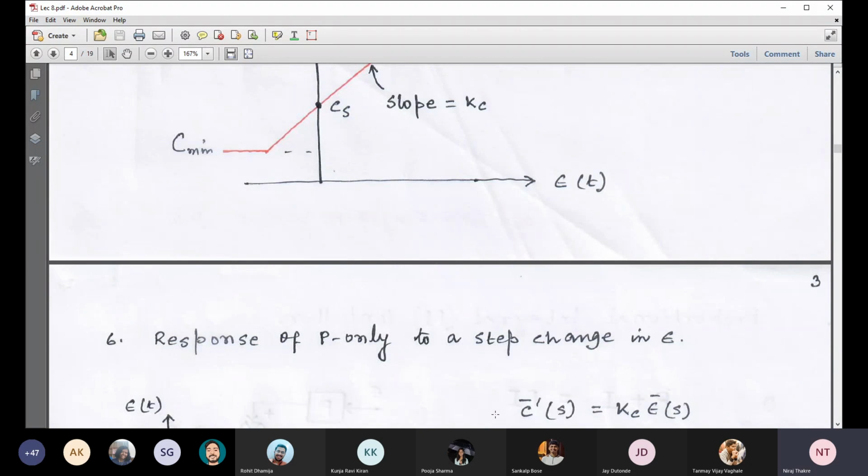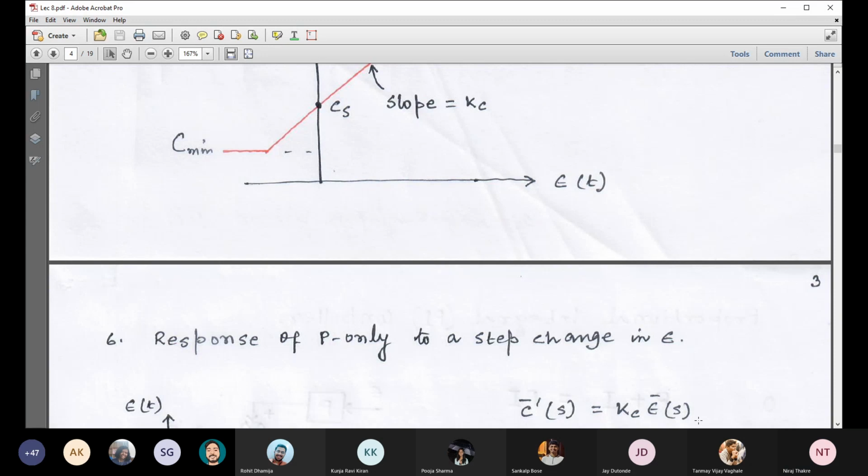Now you just introduce epsilon equal to 1 by S. Introduce a unit step change in error signal. Can you tell me what should be C prime T? I repeat the question. This equation is given to you, the controller equation: C prime equal to Kc epsilon. Now you consider epsilon equal to 1 by S. That means we are introducing a unit step change in error signal. Then you just take the inverse of Laplace transform and find C prime in time domain. What is the expression? Tell me.